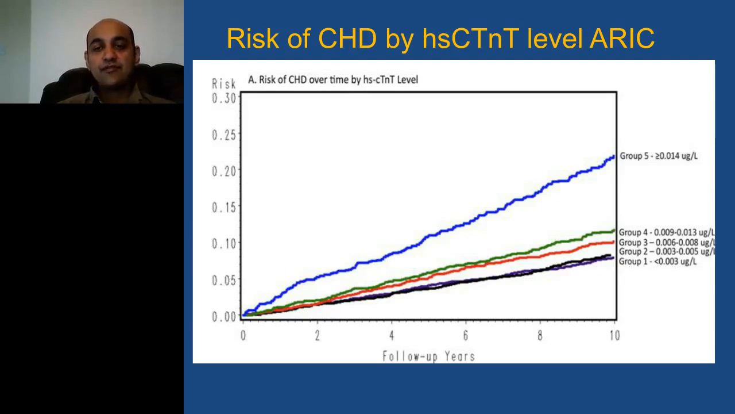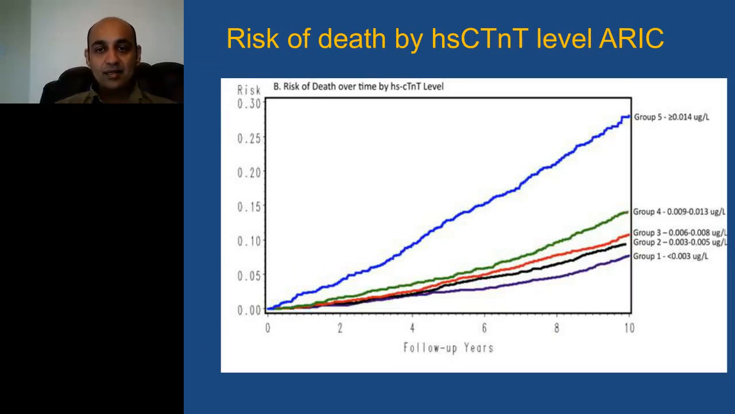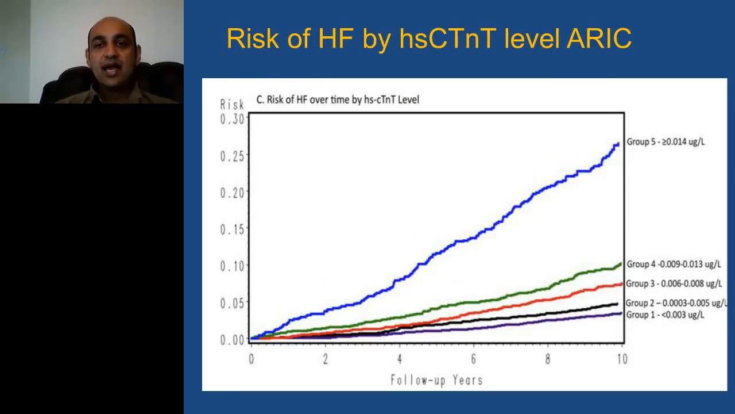Now, the same story emerged for death. You can see a similar story with the highest groups having the highest amount of events. And a similar story emerged for heart failure, with the risk of events going up as far as the troponin levels go. But interestingly, for heart failure, even at the lower levels in groups 1 through 4, you started seeing the curve split up even at that point of time.